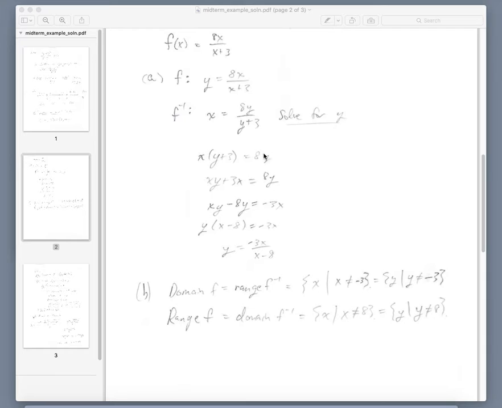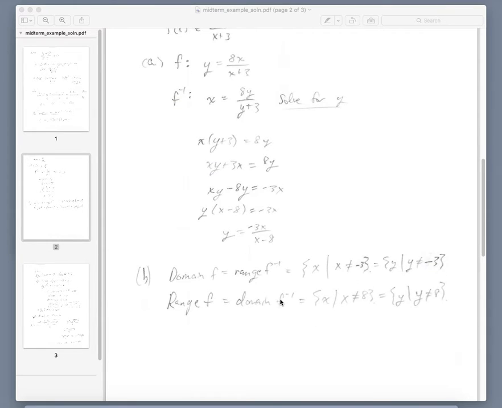Okay? So the domain of f is everything that's not equal to, excuse me, negative 3. And so when I'm writing the domain of f, I might write all the x's that are not negative 3. When I'm writing the range of f inverse, I might write all the y's that are not negative 3, but as sets of numbers, they're equal. Okay? Same thing for the range of f. All I have to do is look at the domain of f inverse to tell me that, and that's everything that's not equal to 8.